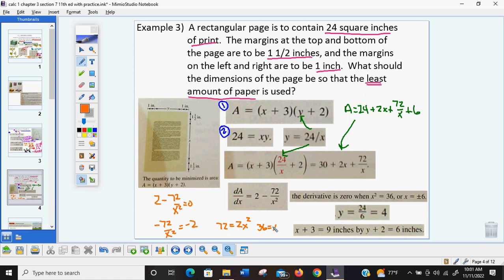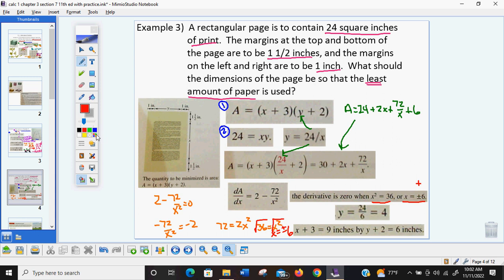Now, when we take the square root, that is going to give us plus or minus 6. But remember, we got to talk about feasible domain. We can't have a negative because we're talking about area. So we are only going to use the positive 6. See where they have x squared equals 36, x equals plus or minus 6. And we are only using the positive because we can't have a negative area.